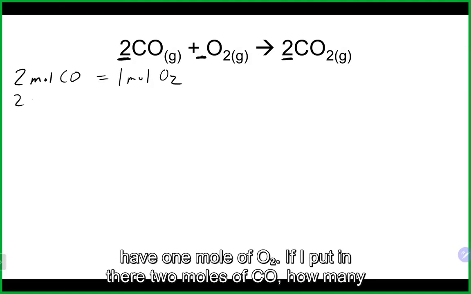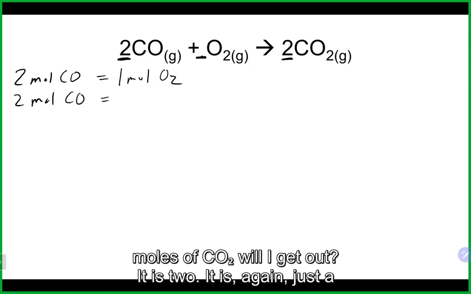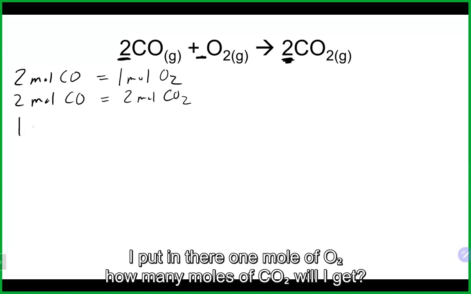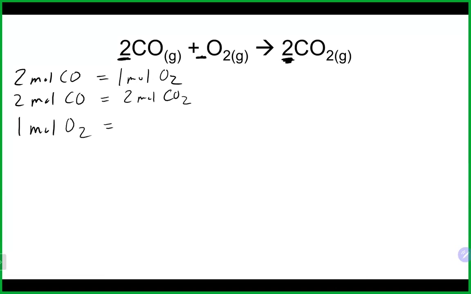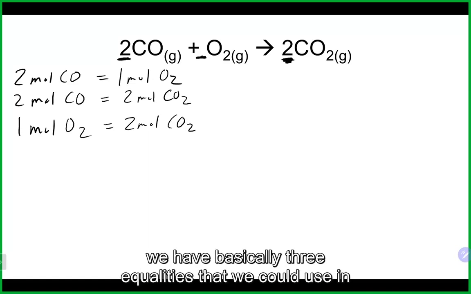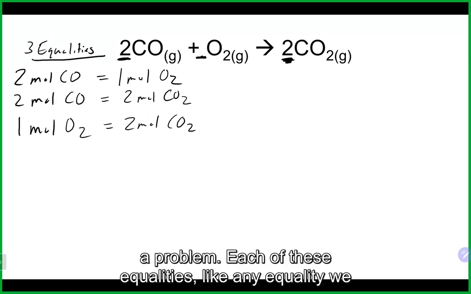If I put in there 2 moles of CO, how many moles of CO2 will I get out? It is 2. It is, again, just a coefficient there. So I would get 2 moles of CO2 out. If I put in there 1 mole of O2, how many moles of CO2 will I get? I will still get 2 moles of CO2. So from this one equation, we have basically 3 equalities that we could use in a problem.